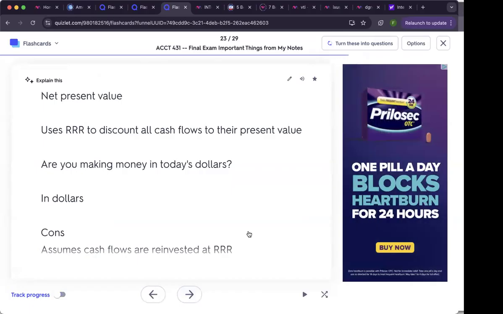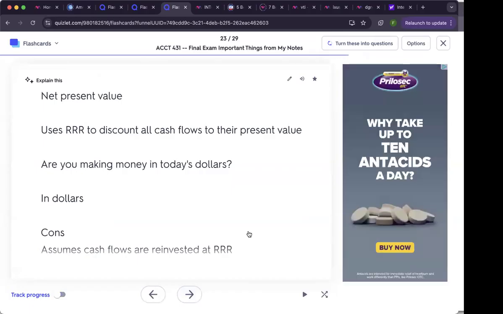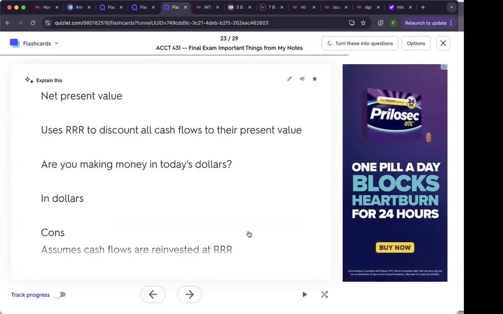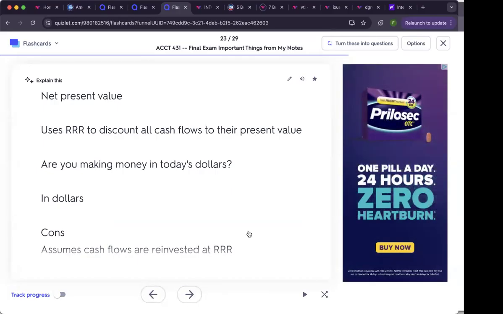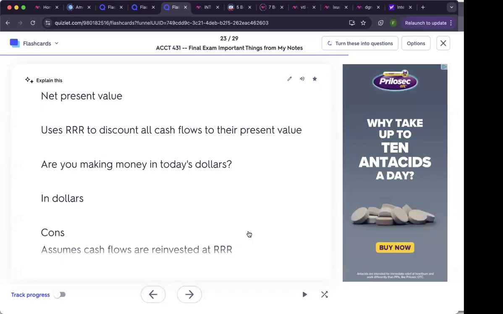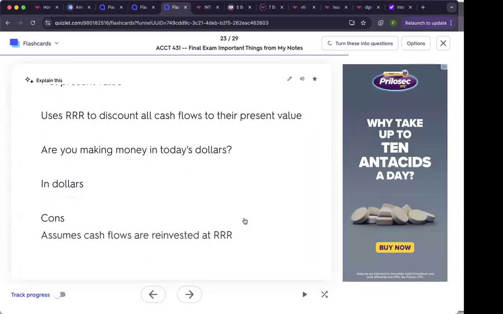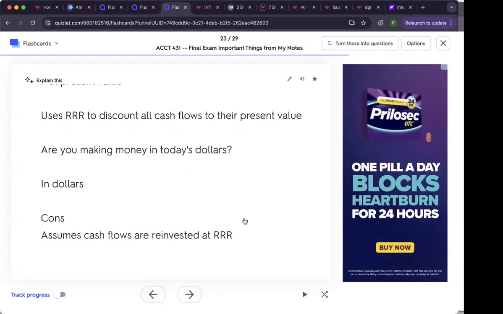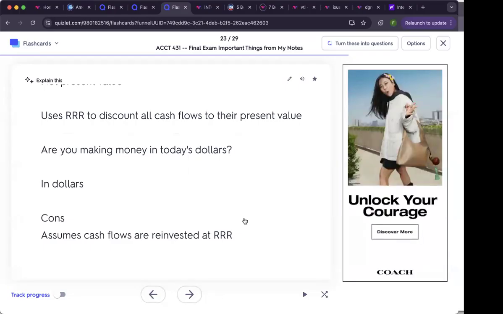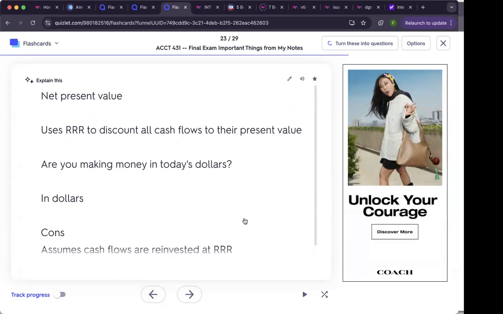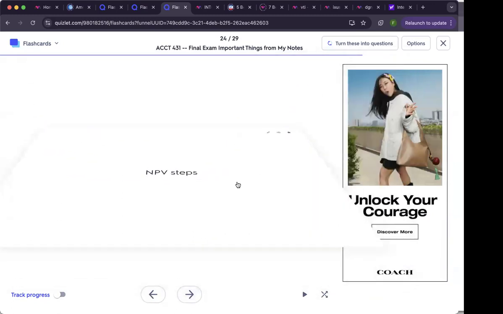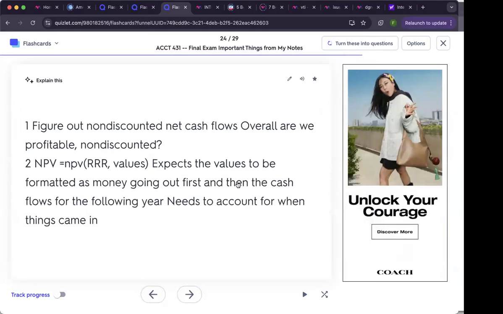It uses the RRR, the required rate of return, to discount all cash flows to their present value. It's basically just answering the question, are you making money in today's dollars? And it gives you that answer in dollars. Its only con really is that it assumes cash flows are reinvested at the RRR, which most of the time is pretty realistic, but still worthy to note. Steps to do that, especially for Excel: figure out non-discounted net cash flows. You want to know if overall you are profitable, non-discounted.